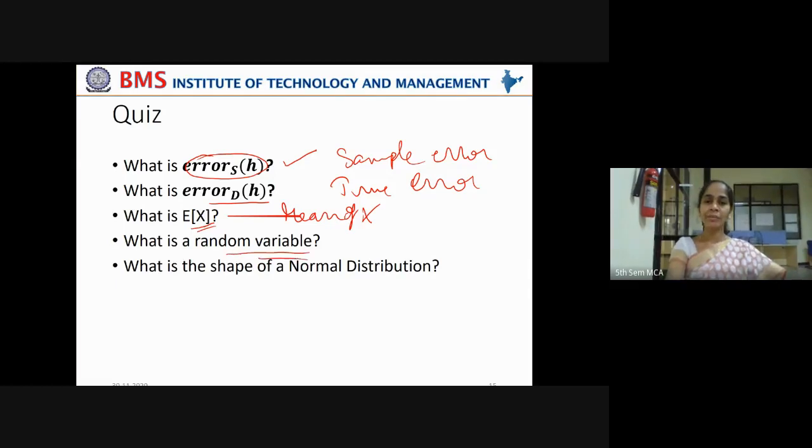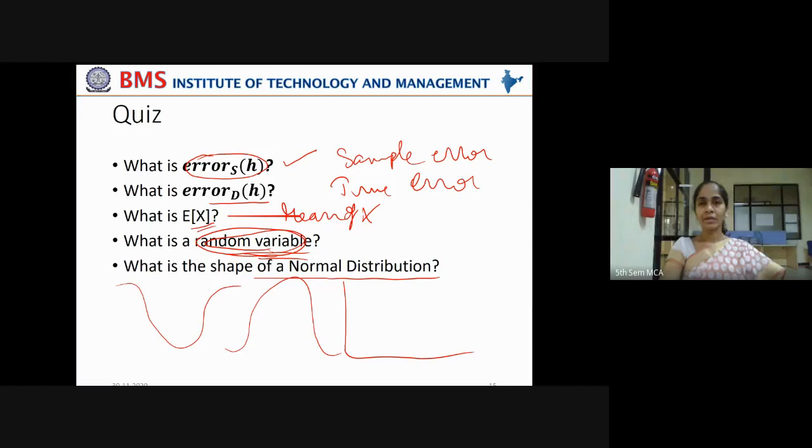What is a random variable? Can you predict the outcome of a random variable? Yes or no? No. We can't predict the outcome of a random variable with 100% confidence. We can't deterministically say with confidence that this would be the outcome of a variable. In that case, we call it a random variable. What is the shape of a normal distribution? Like this or like this? Second one. It is a bell curve.